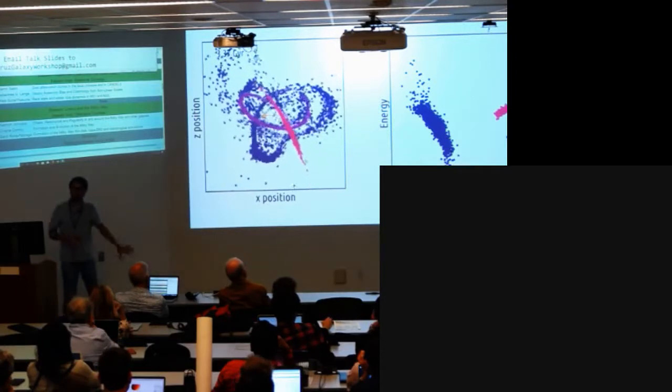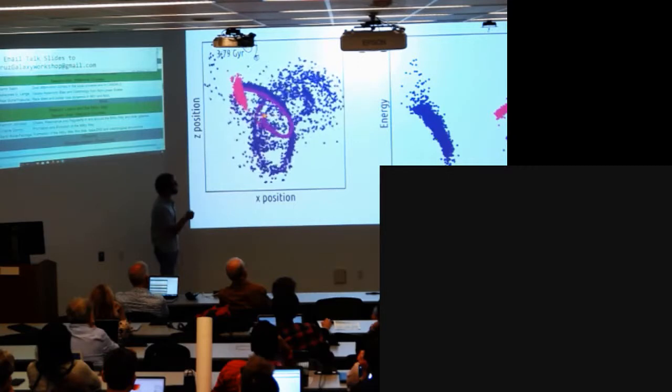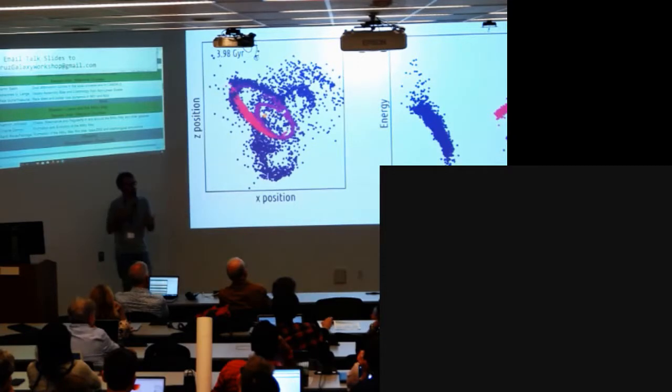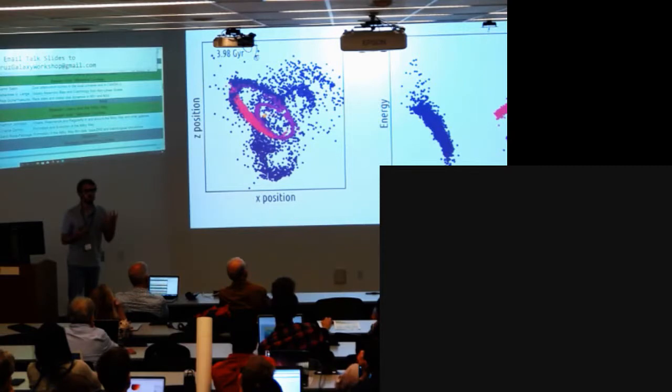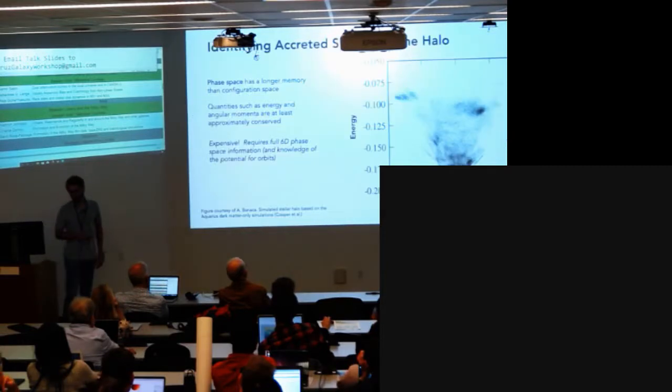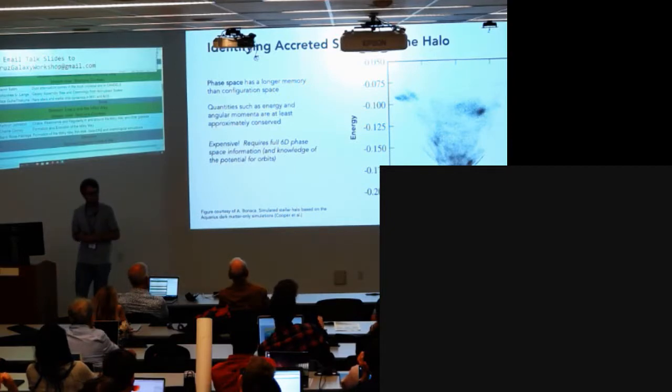This is a very simplified picture. Reality is much more complicated. When you actually have a live halo, you can have energy exchange between the halo and the disrupting objects. But this is just meant to motivate why you might want to spend a lot of energy to measure this type of information for lots of stars. So that's what we're trying to do. There's many groups trying to do this now. But the basic idea is to identify accreted systems in the stellar halo of our galaxy.